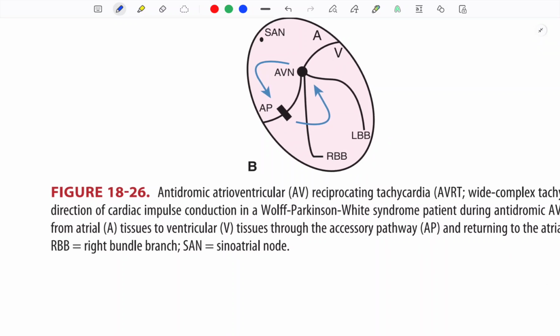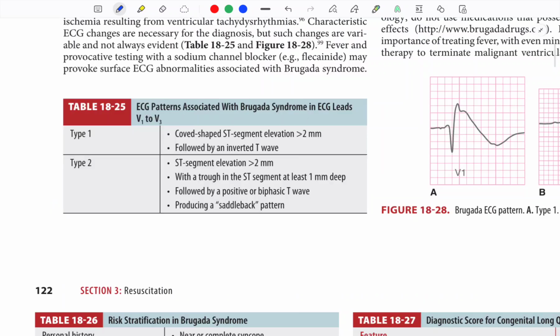Next is Brugada syndrome. It is an inherited disorder of myocardial depolarization. In the congenital Brugada syndrome, there is mutation in the genes responsible for transmembrane sodium, calcium and potassium ion channels in the heart. How can you identify Brugada syndrome in the ECG? So in leads V1 to V3, the changes are seen. There are two types.